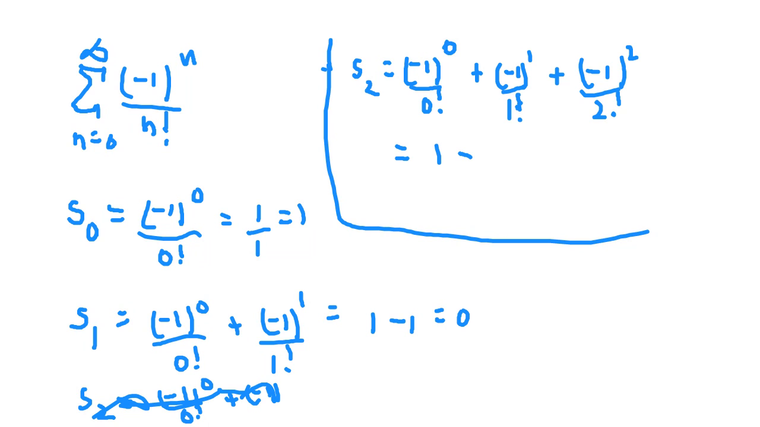So that would be 1 minus 1 plus 1/2, and that would give you a half. Okay, so just to get you comfortable with what they're showing as an example in the book in the solution. Are there any questions so far?